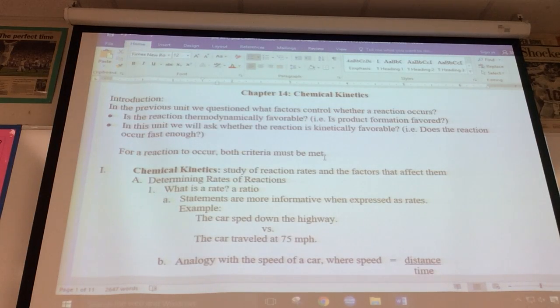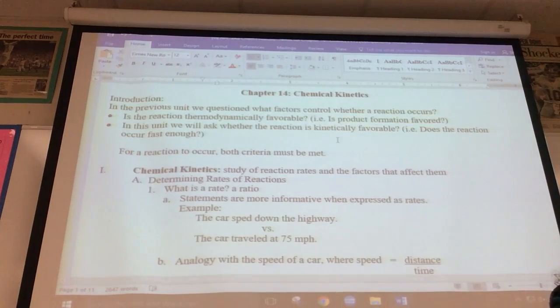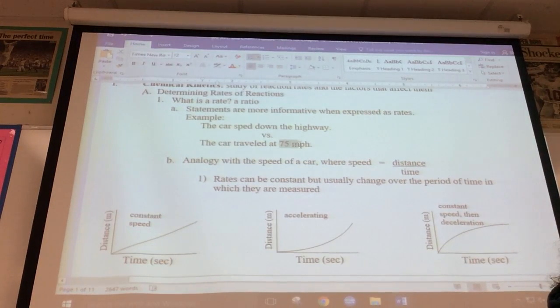Rates are ratios. And it is far more informative to express speed as a rate. If you say the car traveled at 75 miles per hour and the speed limit was 55 miles per hour, clearly you're going 20 miles per hour over the speed limit.